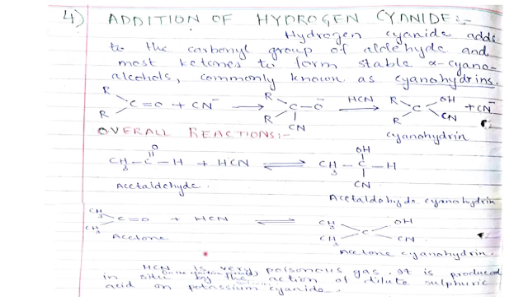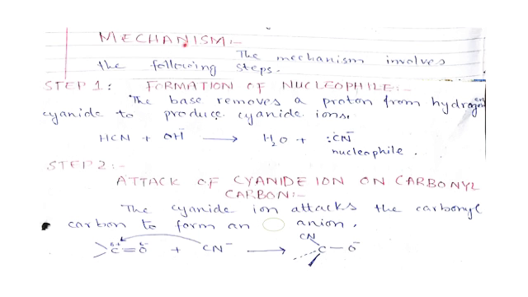This hydrogen cyanide is a very poisonous gas, and it is produced in situ. In situ means that it is automatically produced in the reaction mixture by the action of dilute sulfuric acid on potassium cyanide. When these two are mixed, hydrogen cyanide will be produced in situ. Ex situ and in situ are the two synthetic procedure methods. The mechanism involved for the addition of hydrogen cyanide involves the following steps.